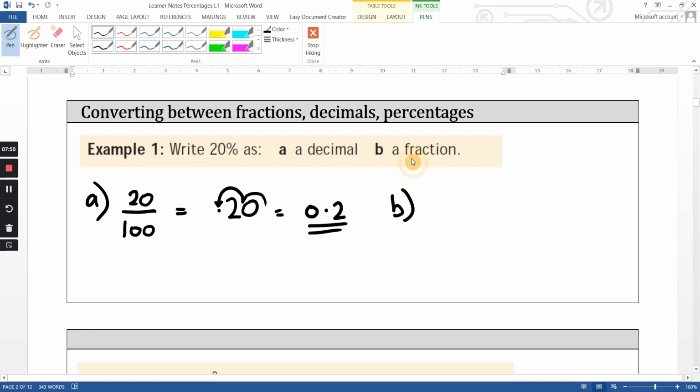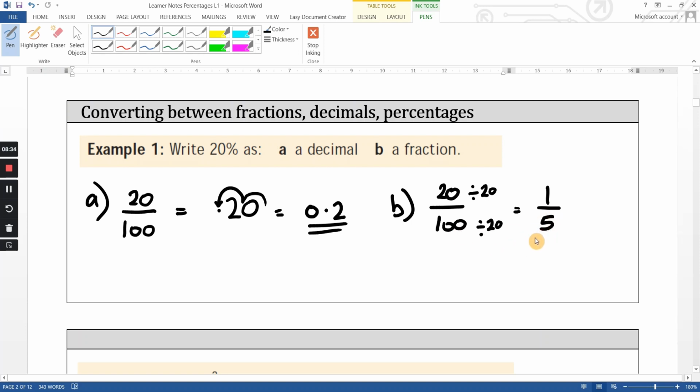Part B, let's write it as a fraction. Well, we already wrote it as a fraction here, didn't we? So that's 20 out of 100. Let's try and simplify it as well though. When you simplify, you look at both the numerator and the denominator at the same time. Think of a number that goes into both of these at the same time. The bigger the number, the better. I know that 20 goes into 20, obviously, and 20 goes into 100 as well. So 20 into 20 is 1. How many 20s go into 100?